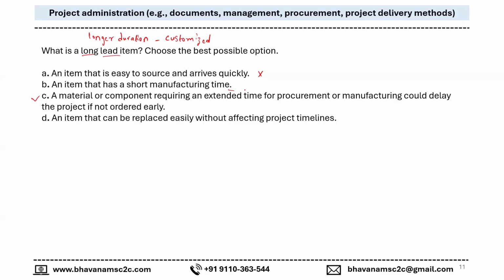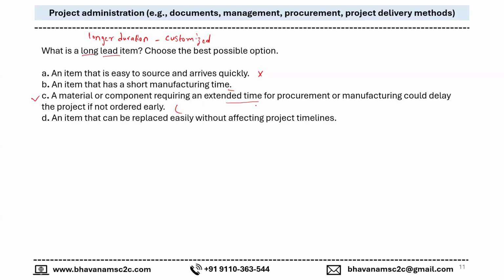You have to submit the design details or the drawing details to the manufacturer. Later on, he has to engage a crew and change all his equipment in accordance with it. Coming to option C, a material or a component requiring an extended time for procurement or manufacturing could delay the project if not ordered early.